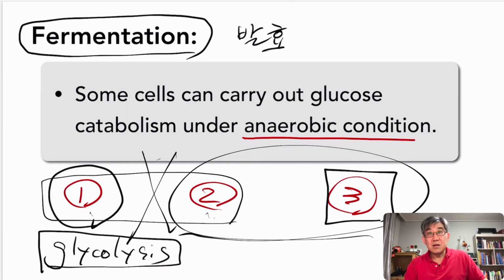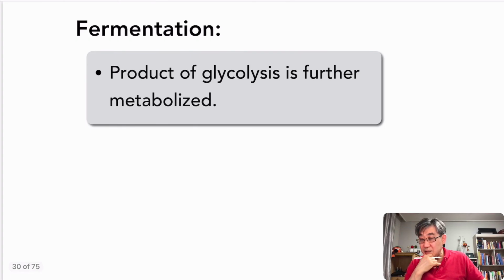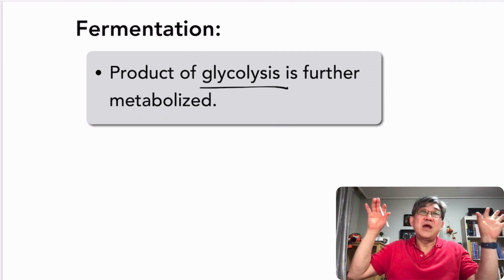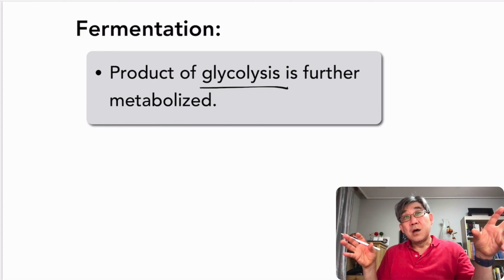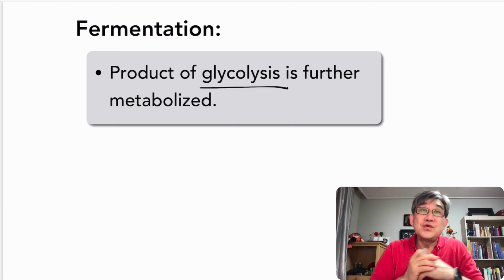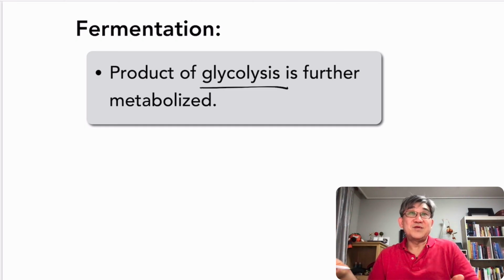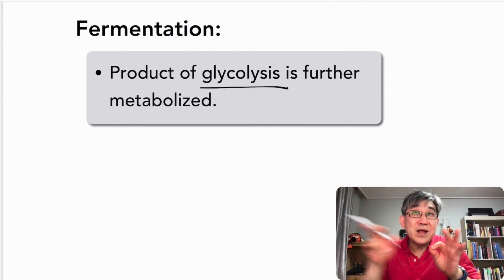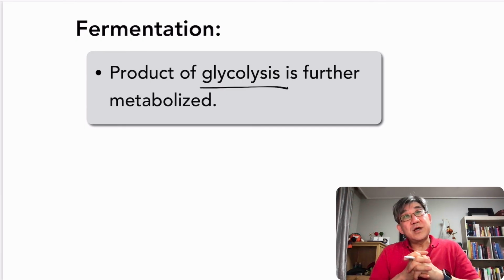So the nature or definition of fermentation is that the final product of glycolysis, the two split halves of glucose, is further metabolized to become something else. Under an aerobic condition where oxygen is available, this product immediately goes into the mitochondria to start the Krebs cycle, right? But here, with no oxygen available, that product cannot enter the mitochondria to continue aerobic respiration.